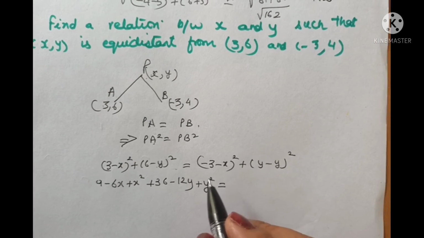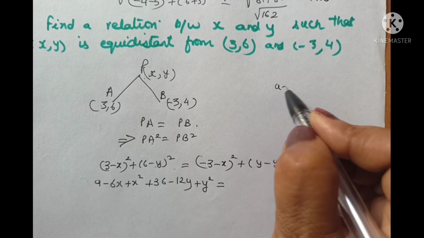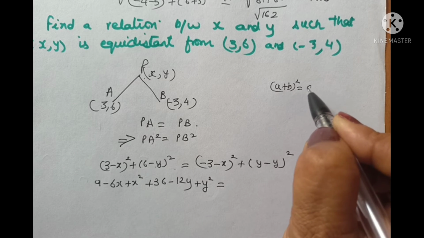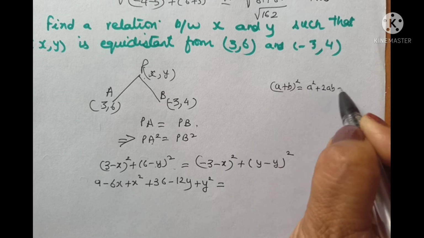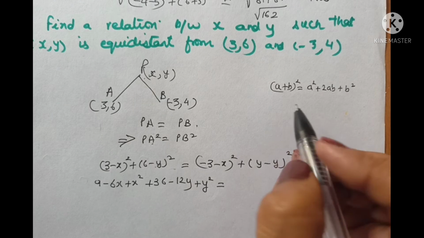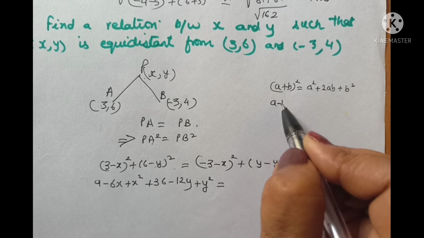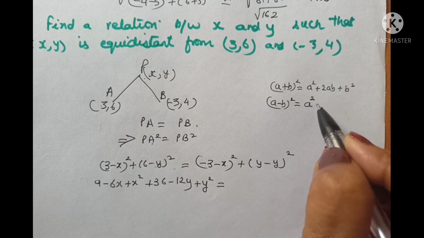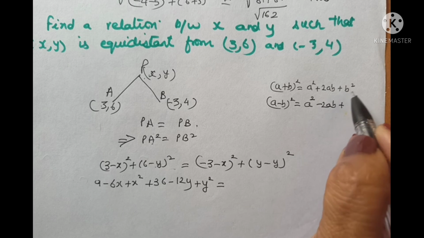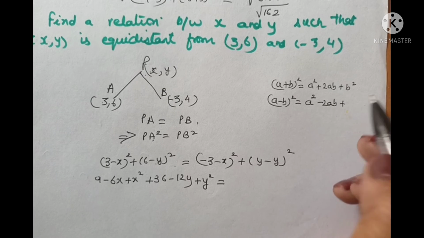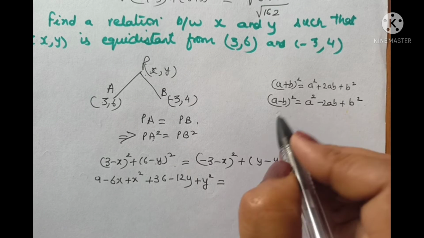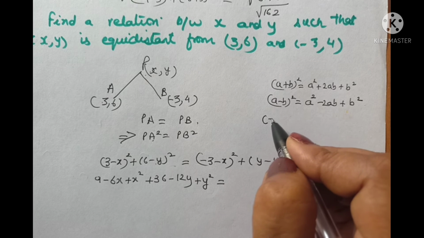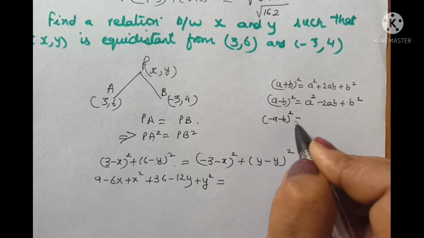Try to understand one thing here in the corner. The formula for a plus b whole square is a square plus 2ab plus b square. If I convert b to minus b, I get a minus b whole square. A square has no change. This will become minus 2ab, and b square has no change, because negative b square is again b square. Now if I change both of them to minus a minus b, then see what happens.